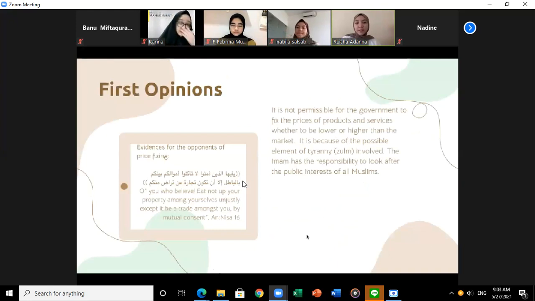The first opinion is based on Quran Surah An-Nisa, verse 16, that shows the evidence for the opponents of price fixing: that it is not permissible for the government to fix the price of products and services, whether lower or higher than the market. It is because of the possible element of tyranny or zulm involved. The leader has the responsibility to look after the public interest of all Muslims.